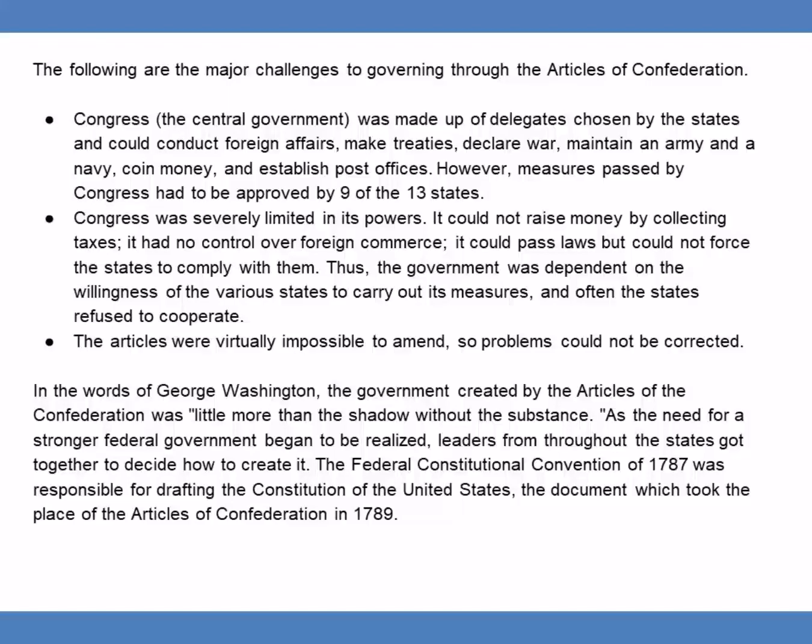In the words of George Washington, the government created by the Articles of Confederation was little more than the shadow without the substance. As the need for a stronger federal government began to be realized, leaders from throughout the states got together to decide how to create it. The Federal Constitutional Convention of 1787 was responsible for drafting the Constitution of the United States, the document which took the place of the Articles of Confederation in 1789.